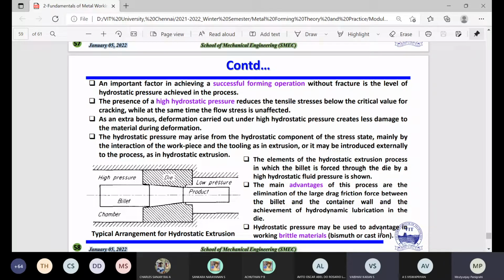And the hydrostatic pressure may be used to advantage in working brittle materials, for example bismuth and cast iron. Okay, so these are the basic advantages you have studied. What is the basic need, that you studied, and what are the basic examples when you are using this kind of experiment? That also you have studied, right? Is it clear?